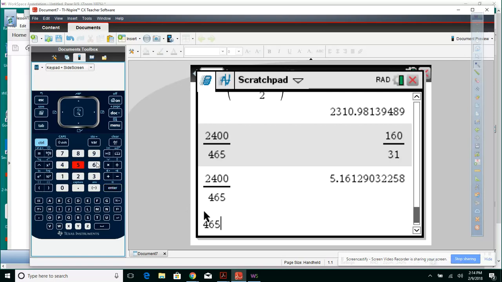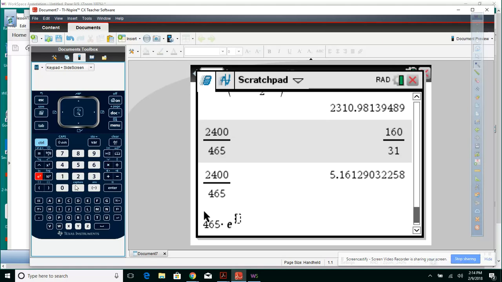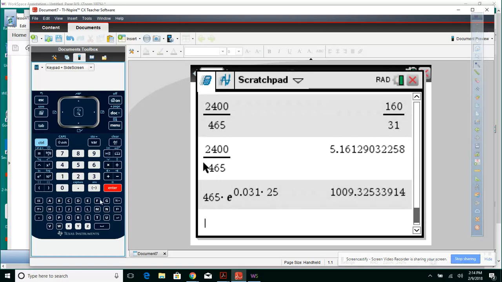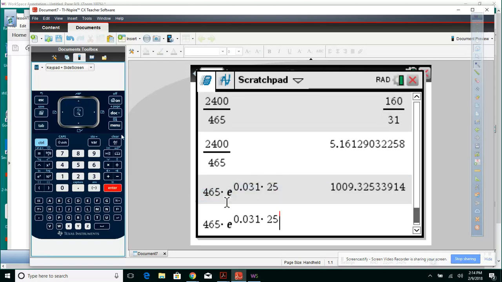465 times E to the 0.031 times, and to go to 20, that's going to take a long time. So let's try 25. Oh, that's $1,000. Well, we're almost halfway there. So what if we were to double that? We'll make that 50.